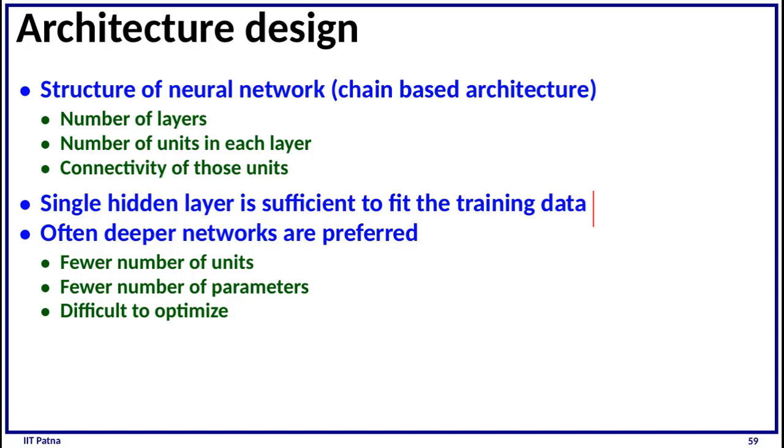But the issue is that if we have a single hidden layer, it may not perform well. It has been observed that most of the time deeper networks are preferred, because they require fewer units, and fewer units means fewer parameters. But the problem is that in this scenario we have more nonlinearity in the system, and it may be difficult to optimize. Still, this is preferred for computational purposes.